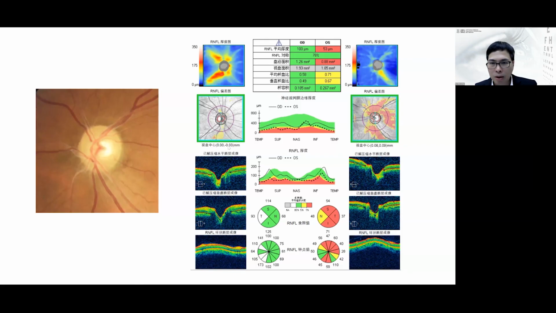Question number 4: what is your comment on the ganglion cell layer analysis, GCIPL or GCC? They're basically the same thing. GCC includes RNFL and GCIPL. GCIPL includes just the GCIPL, excluding RNFL. But in terms of diagnostic performance, they are pretty much comparable.